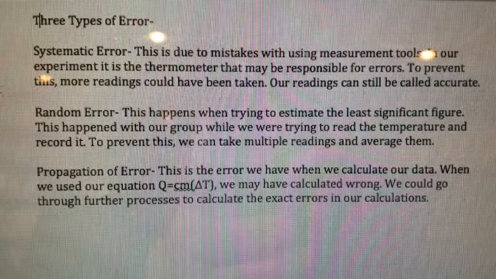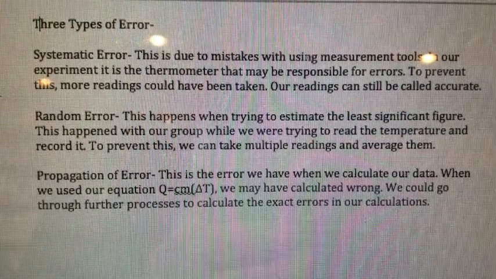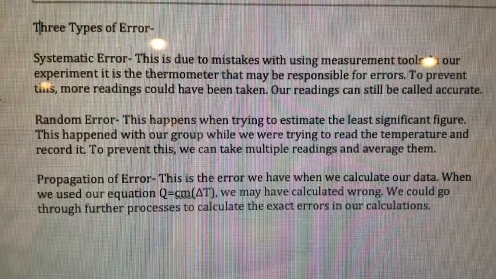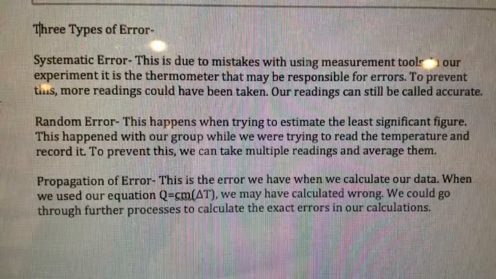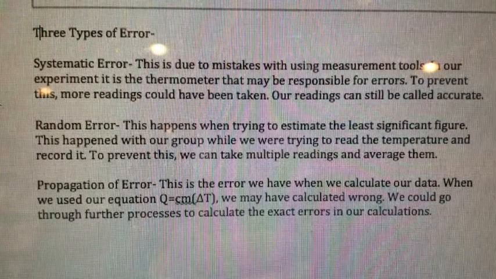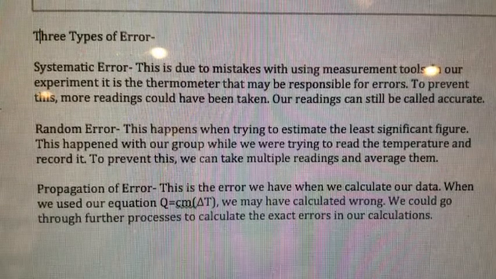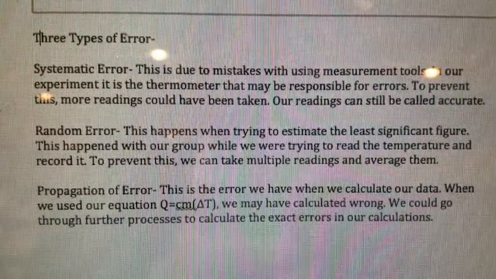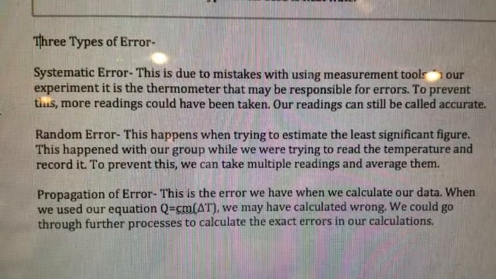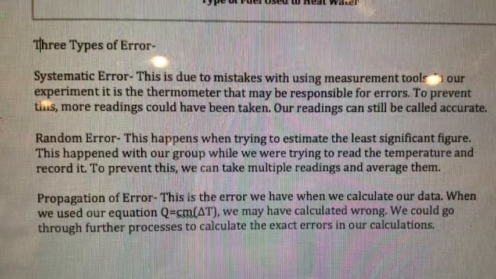Third, we couldn't control the wood fire. Sometimes the fire is kind of blowing around. So we need to make sure the wood fire is in a contained space. And also, we handled the thermometer throughout the lab, which affected the temperature of the thermometer. So we need to use a scientific clip to hold the thermometer so the heat of our hands won't affect the thermometer.